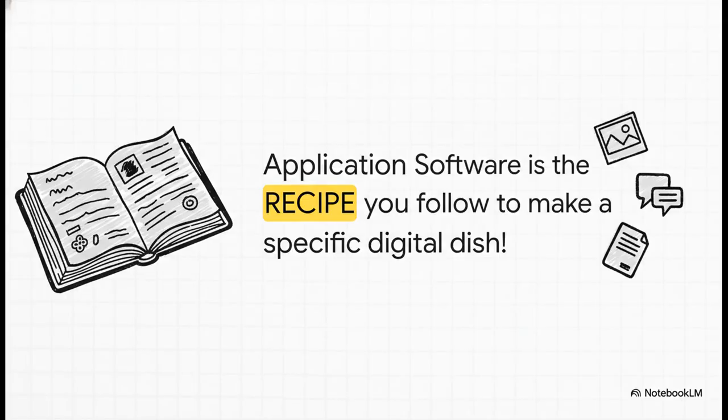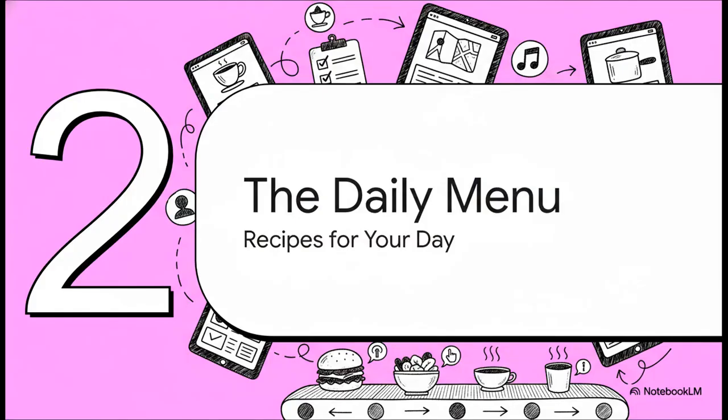So here's the main takeaway. An application or an app is really just a recipe. It's a specific set of instructions that uses the kitchen's tools, which is the hardware, with the manager's help, the system software, to create one specific thing. Could be a photo, could be a document, could be connecting with a friend. It's all about the recipe. So let's see how this actually plays out in a normal day.